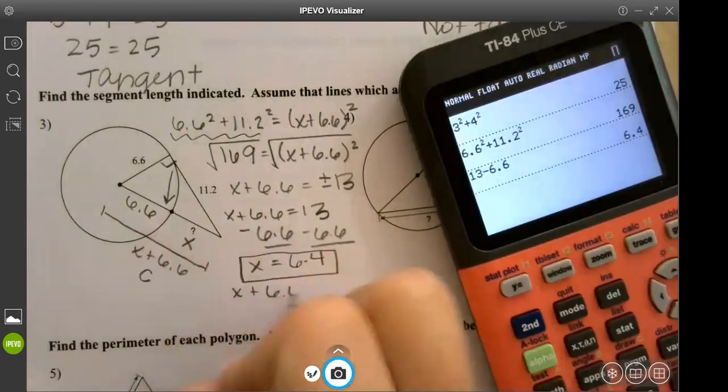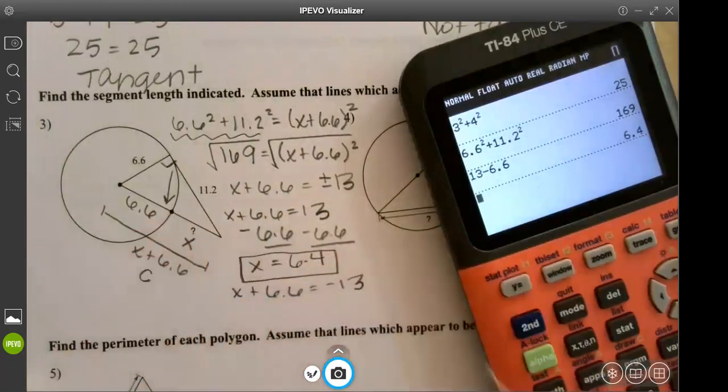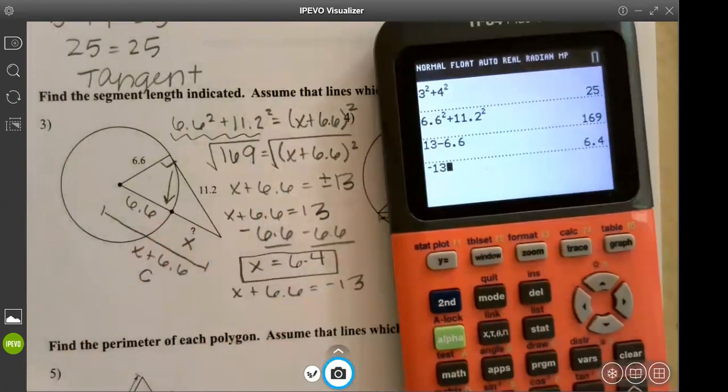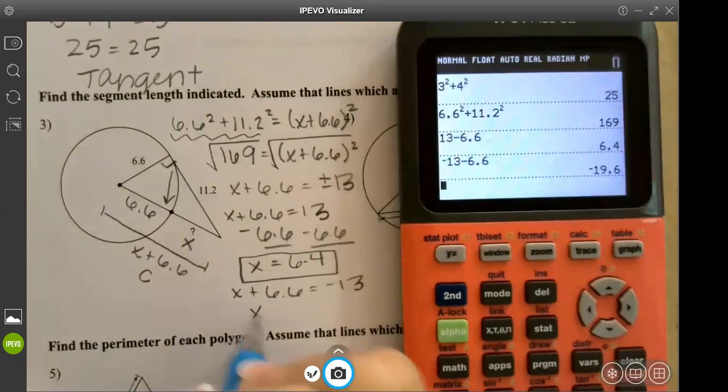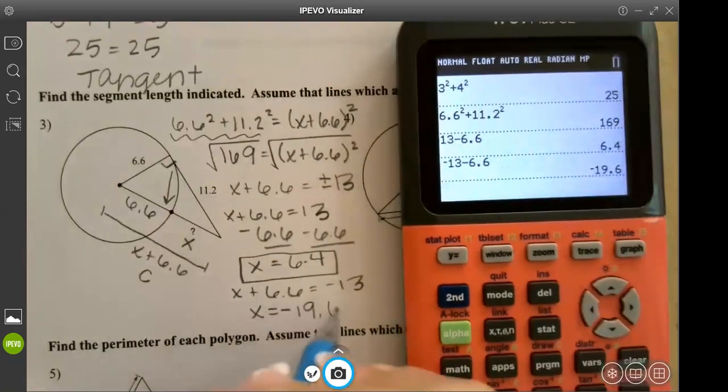We don't know. I'm going to set it equal to negative 13. So negative 13, I'm going to subtract 6.6. What did it give me? A negative. Can I have a negative measure? So this is an extraneous solution. So your only answer is 6.4. But yes, you have to do both of them. Sometimes both of them will work. It will not always be one will and one won't.